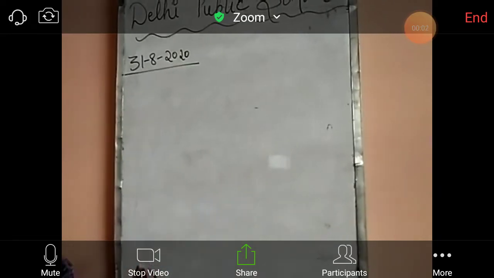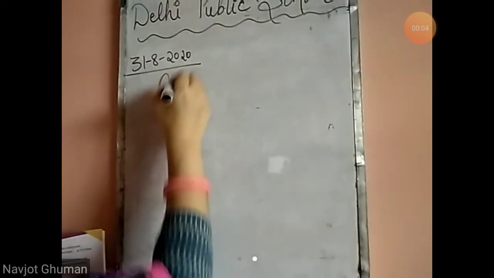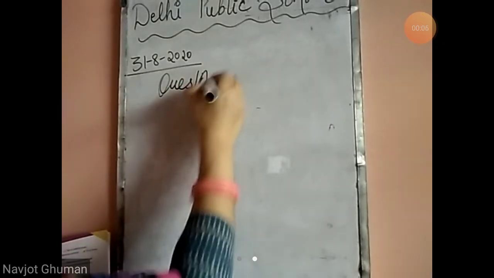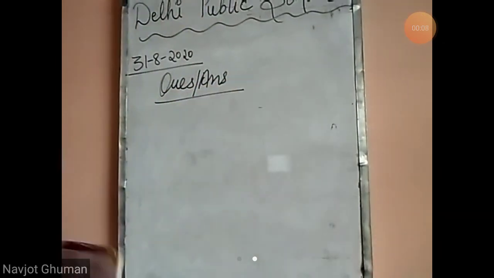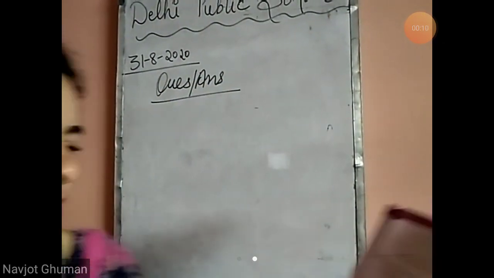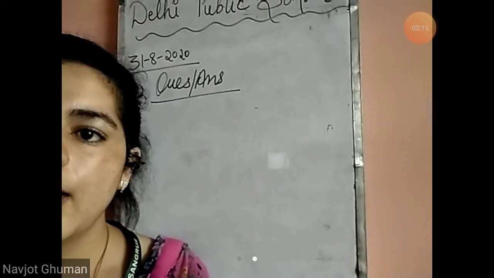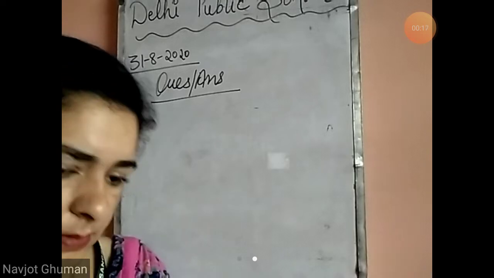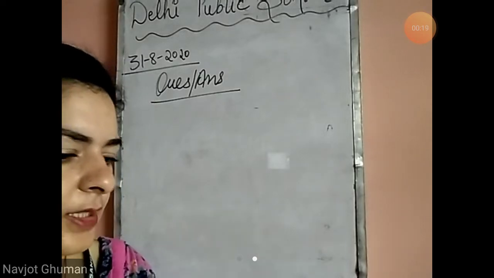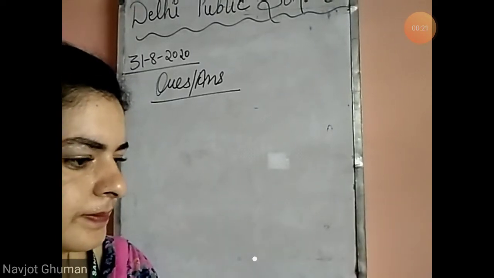Now next are our question answers. Our first question is, what are the different types of teeth? We know that there are 4 types of teeth. We have to name them.